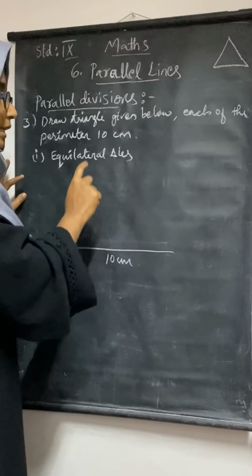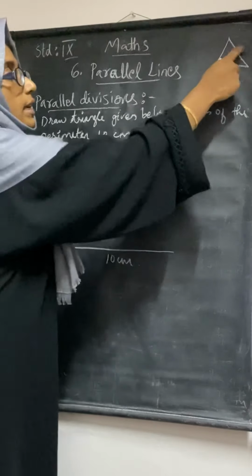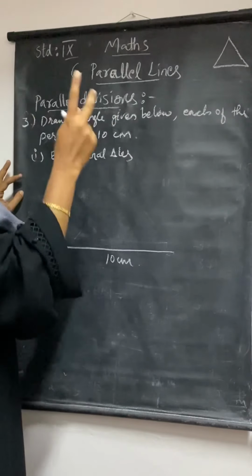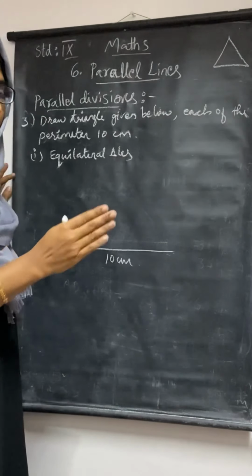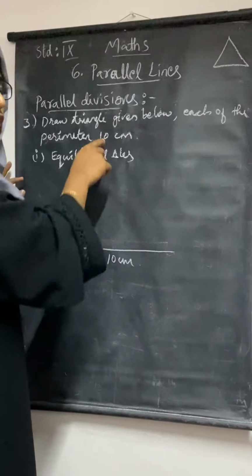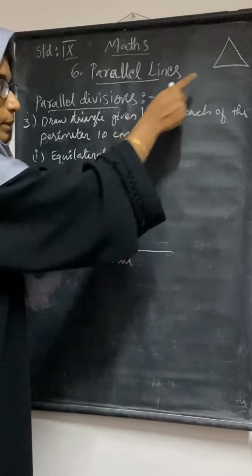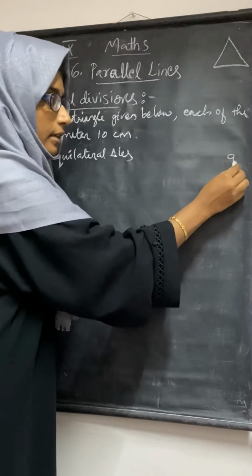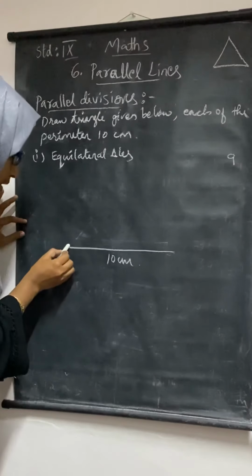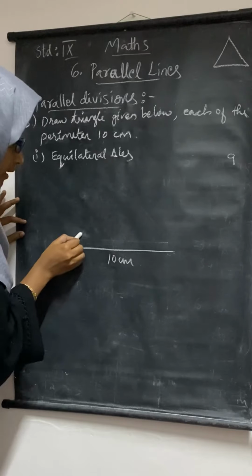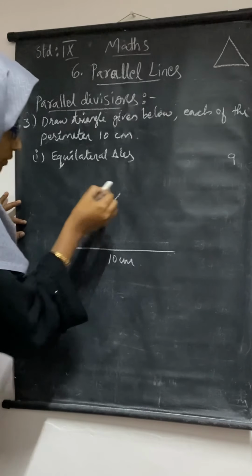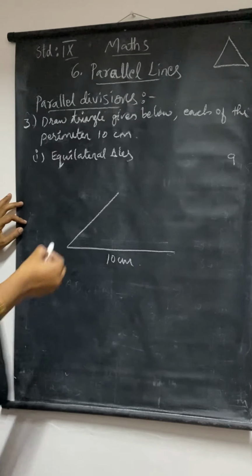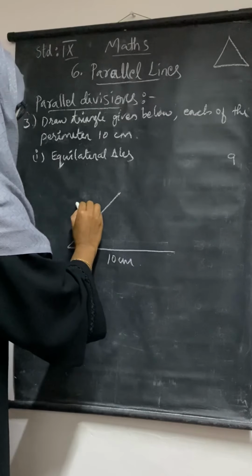So which number can we take here? There are 3 sides, no? So 3 equal sides are there. In the 3 multiplication table, less than 10, which number do you have? You have 9, right? So what you have to do is take a 9 centimeter line like this, somewhere here. And this is a 9 centimeter line.